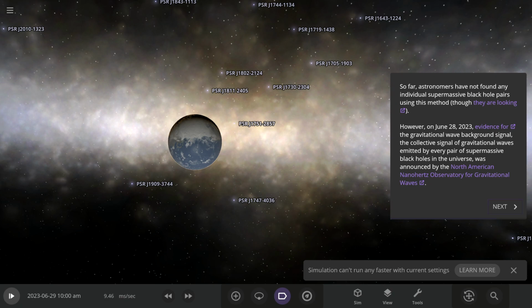Astronomers have not found any individual supermassive black holes using this method, though they are looking. However, on June 28, 2023, evidence for these gravitational wave background signals, the collective signal of gravitational waves emitted by every pair of supermassive black holes in the universe, was announced by the North American Nanohertz Observatory for Gravitational Waves.